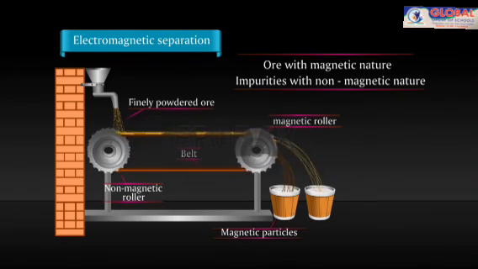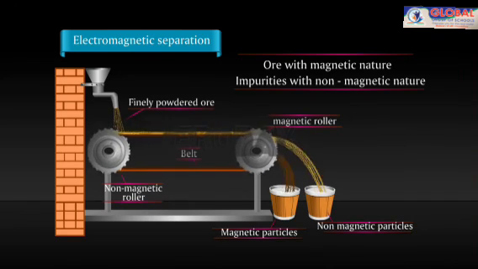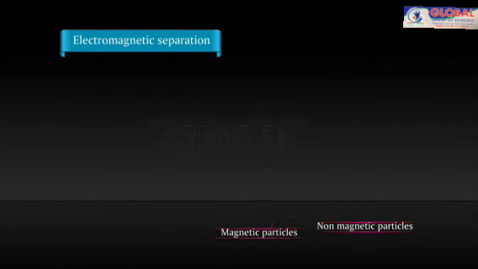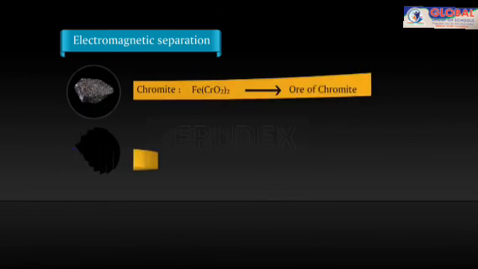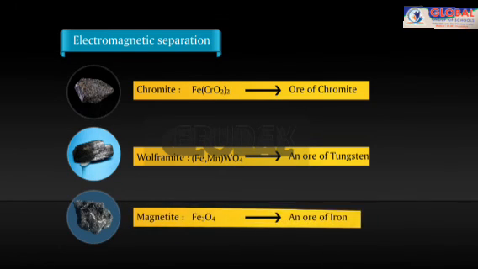magnetic roller and fall into a heap on the inner side. The non-magnetic particles form a separate heap away from the magnetic roller. Example: chromite, an ore of chromium; wolframite, an ore of tungsten; magnetite, an ore of iron.